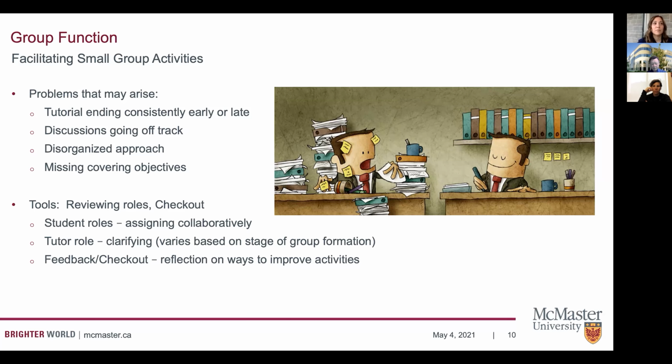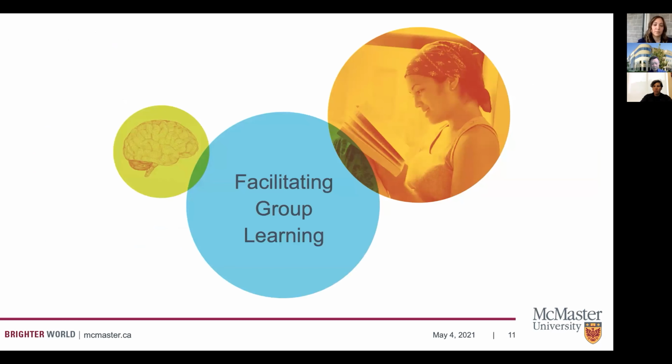And again, using the feedback and checkout, it's a time for reflection. Are they even aware that there's an issue? Are they even aware that, for example, they're going off track many of the times and not getting to the other objectives? Or if they are, that's easier, then it's a way to work through it with them. So that's for group function.